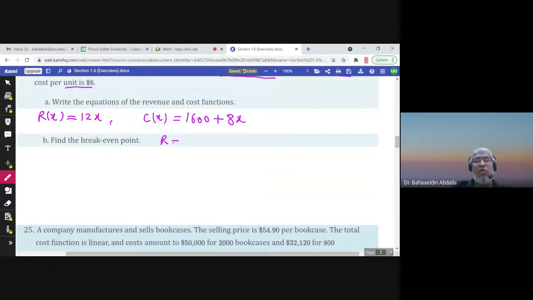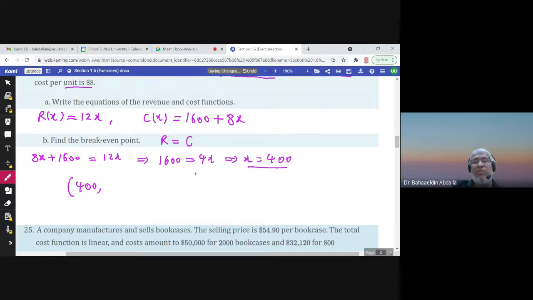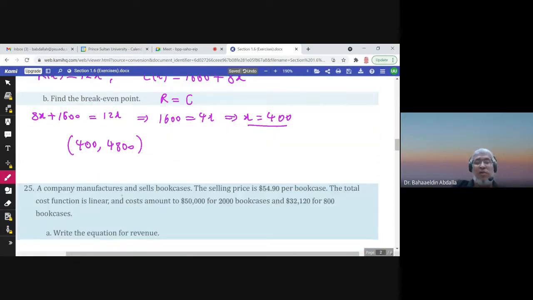Break-even point is when the revenue equals the cost. So when 8x plus 1,600 equals 12x. So 1,600 equals 12x minus 8x, that's 4x, and dividing 1,600 over 4 will give you 400. So this is the number of units to break even. And if you want to find the point, you just replace x by 400 either in the revenue or in the cost function to get 4,800. So this would be the revenue, the break-even point.